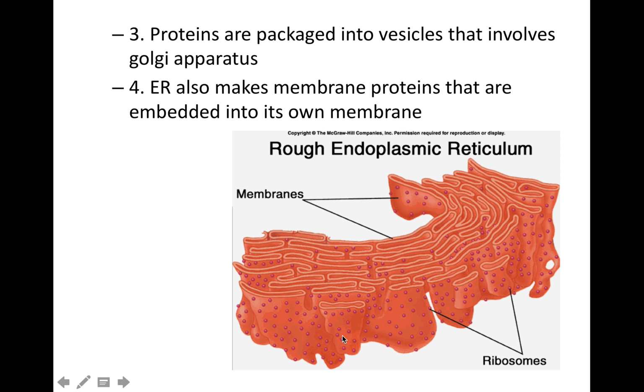Proteins are packaged into vesicles, which involves the Golgi apparatus, and then the ER also makes membrane proteins that are embedded into its own membrane. So those are the responsibilities of the rough endoplasmic reticulum.